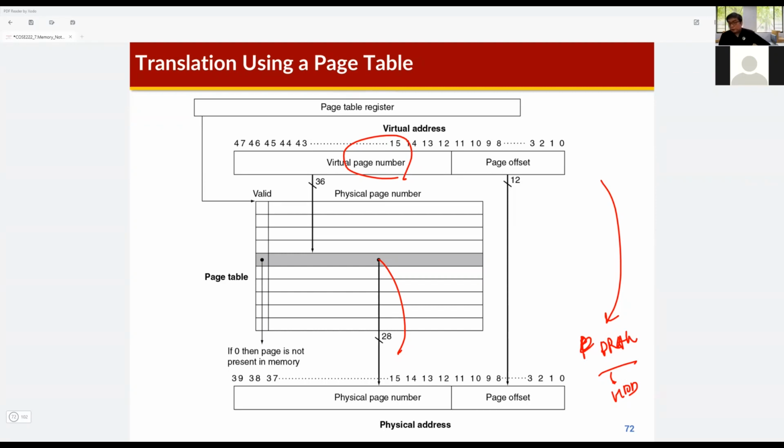So try to understand the concept of virtual memory first, and in the next class I will explain this translation and also the cache for this page table in the computer hardware. Okay? So try to understand the concept of virtual memory first.